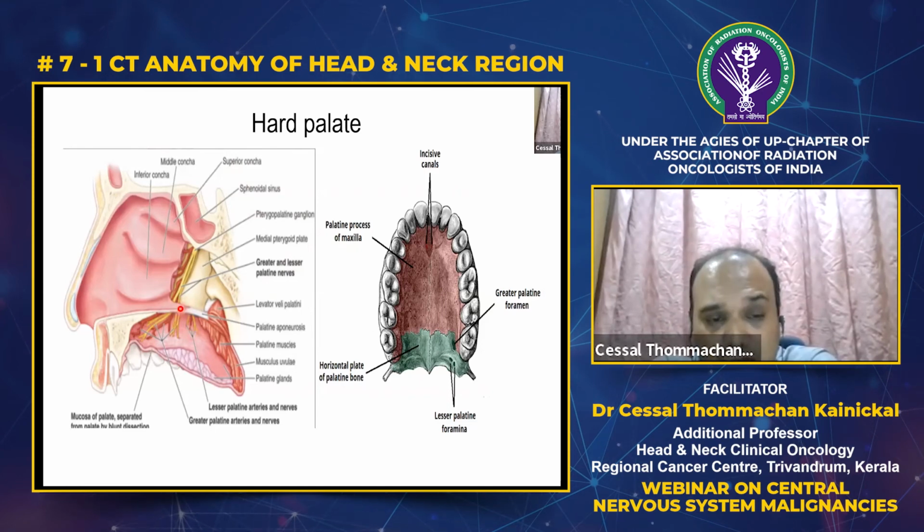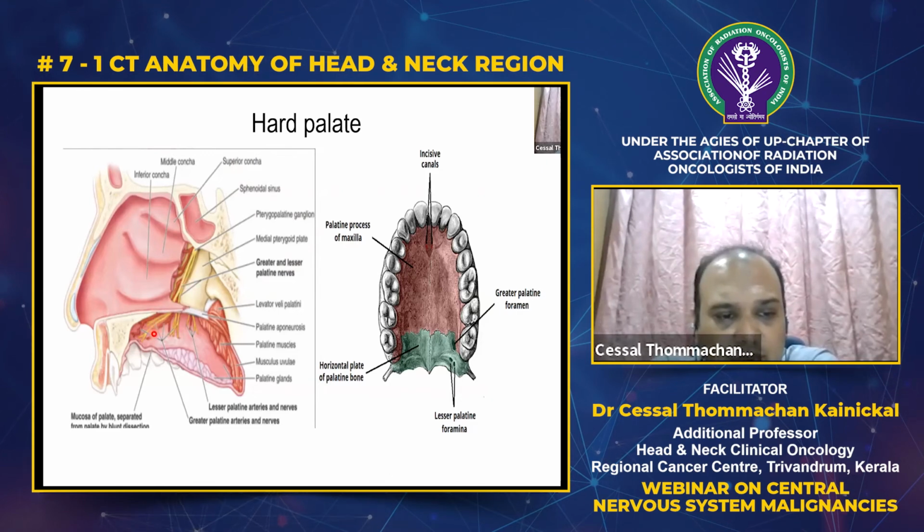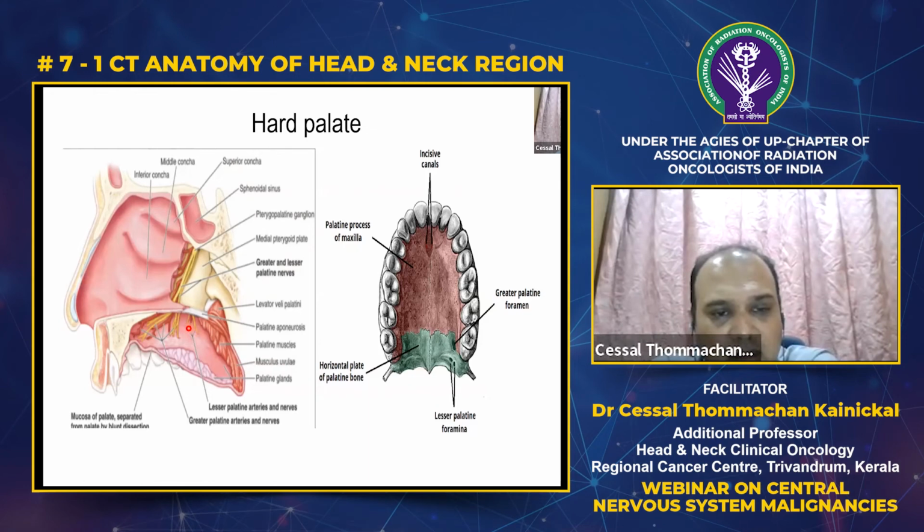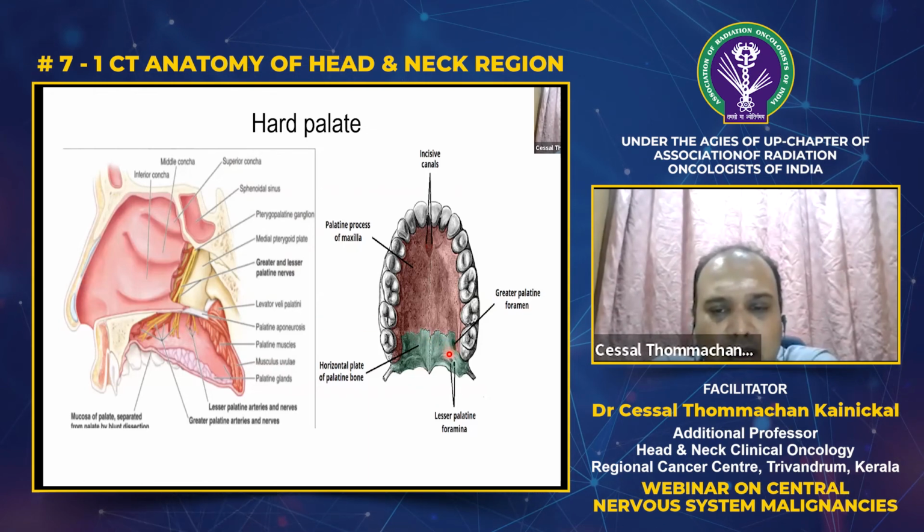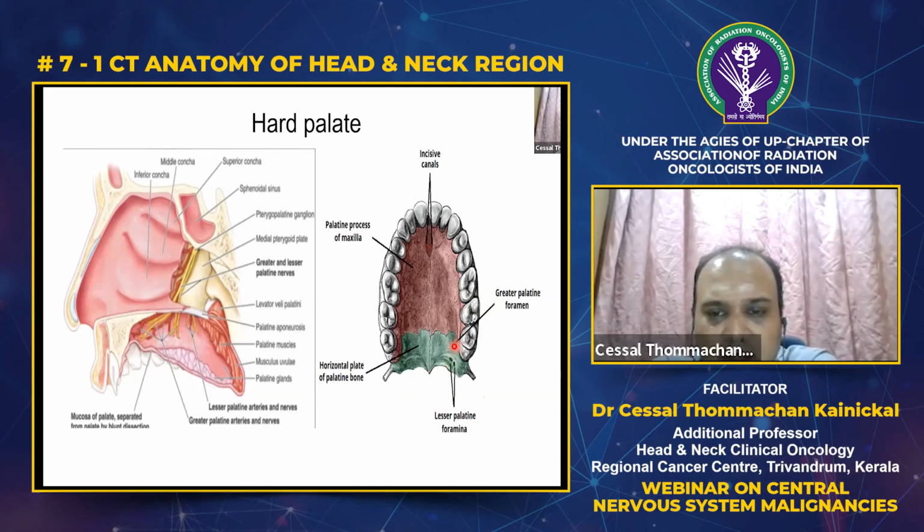You need to understand the hard palate because, apart from the direct spread into the maxilla, it can also have perineural spread through the greater palatine nerve and also the lesser palatine nerve. The greater palatine nerves supply the hard palate, the lesser palatine nerves supply the soft palate. This leaves the oral cavity through the greater palatine foramen here. Then you have the lesser palatine foramen.